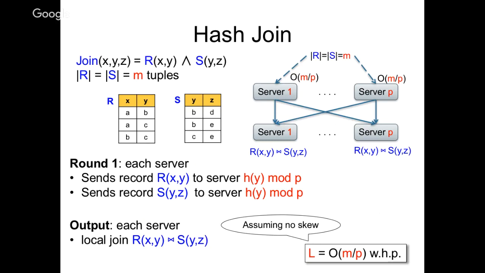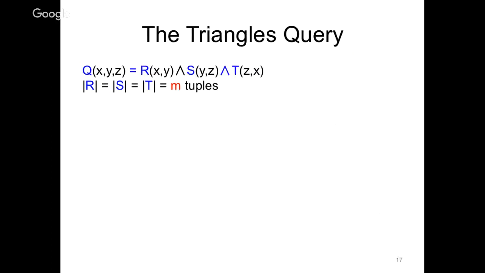Good, so this is the basic hash join. The second query I'm going to show you is a cyclic query that lists all the triangles consisting of one edge from R, one from S, and one from T. Again, I'm going to make the assumption that the sizes of the three relations are the same. They have m tuples. Of course, you can compute this in 2 rounds by joining R and S first, and then joining the result with T.